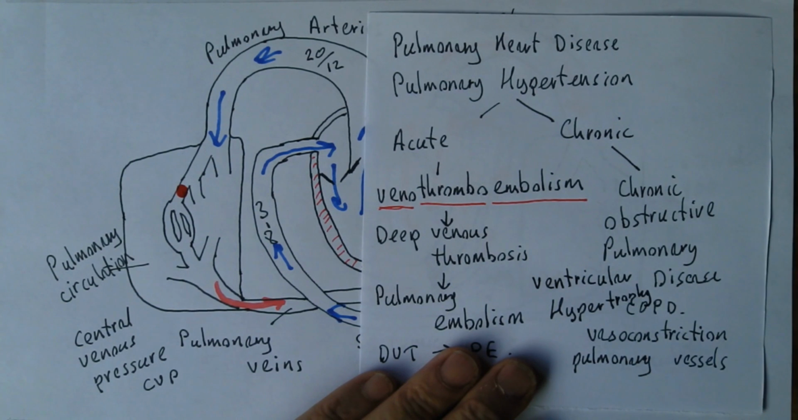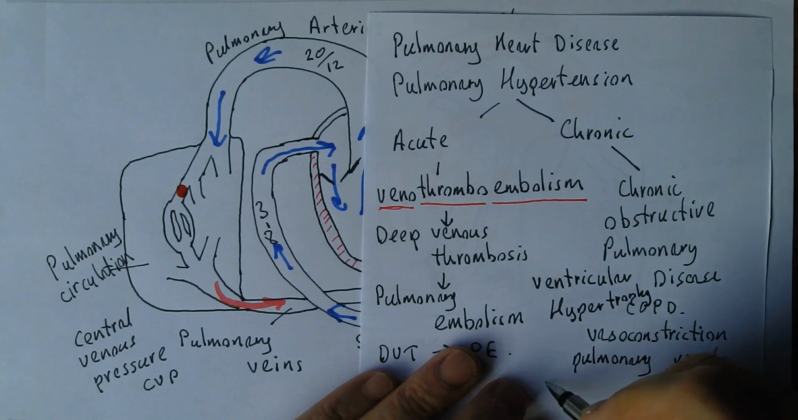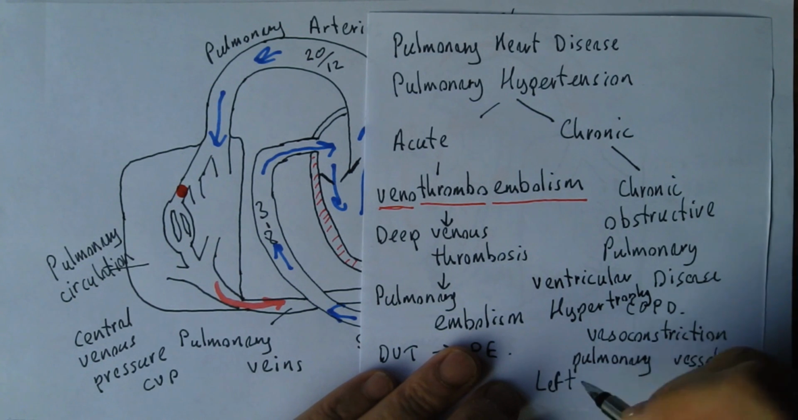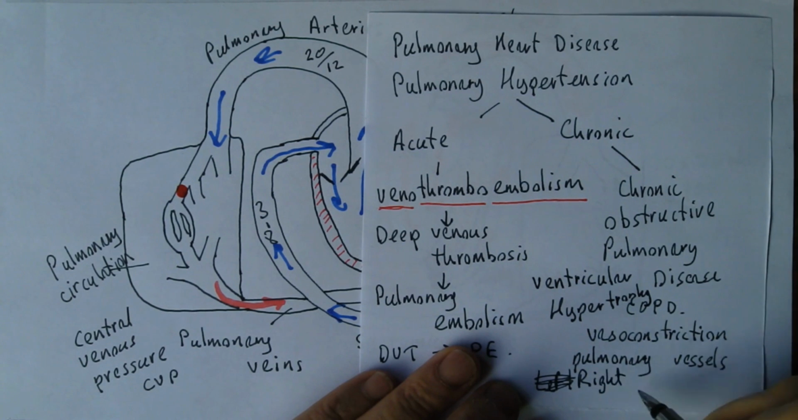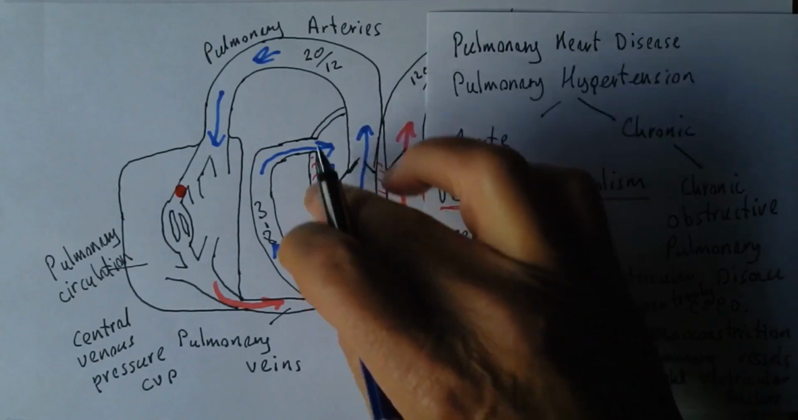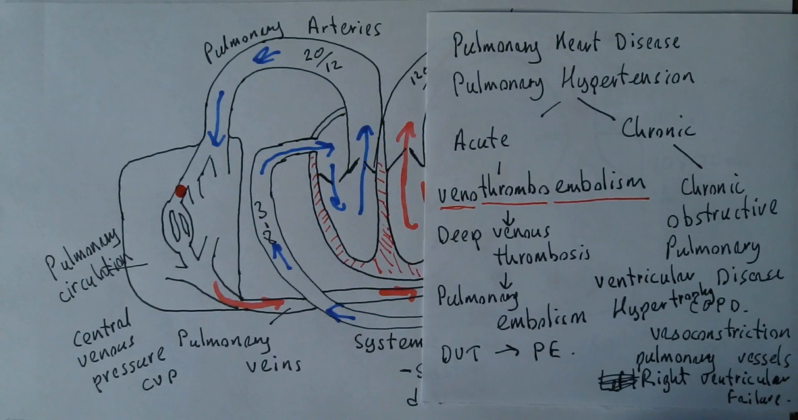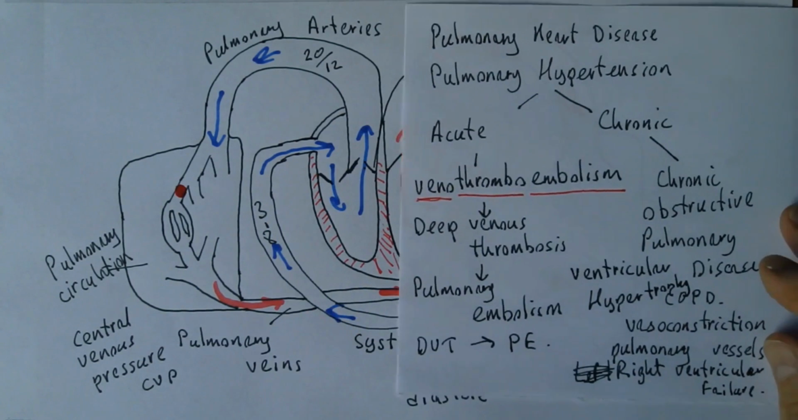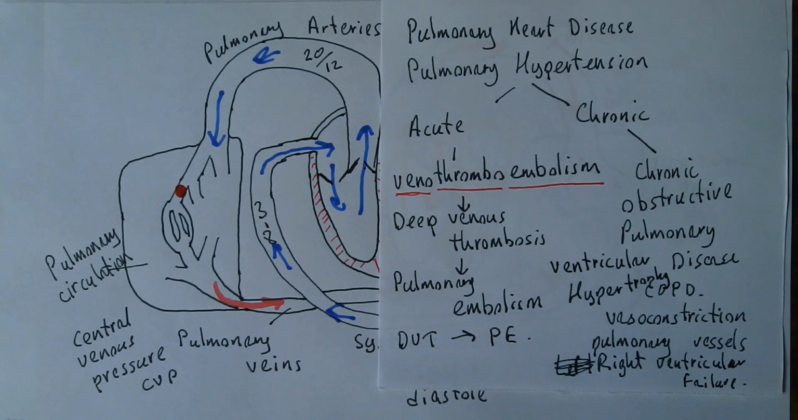And over time, that's going to lead to right ventricular failure. Let's just clarify that. The right ventricle has to work harder. That's going to cause right ventricular hypertrophy. There's going to be an overgrowth of the right ventricle. But over time, it's going to decompensate, and that's going to lead to right ventricular failure.